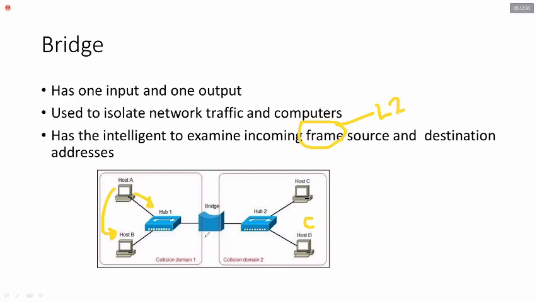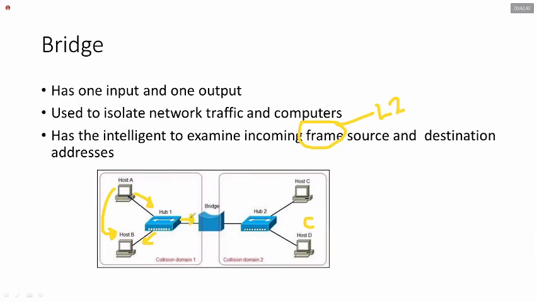To whom will this message go? Now A is sending a message to the hub. To whom will this hub send the message? Host B and the bridge. Very good. So it will send it to everybody that is connected. That means it will be sent to B and it will be sent to the bridge.